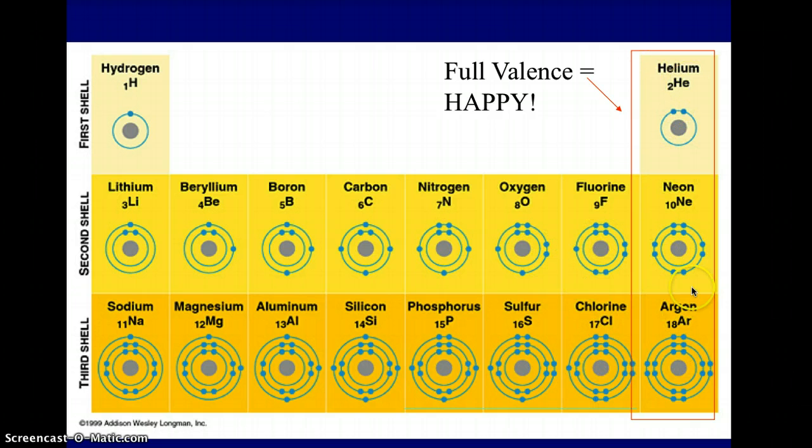And you'll notice there's a red box around these ones with 8. They are said to have a full valence. So helium again has 2 because that's the only electron shell it has. After that though, every other one has a shell that holds 8 electrons, and every one of them has 8 electrons in that outer shell. We consider these guys happy. They don't really want to do any changing. They're happy as they are.